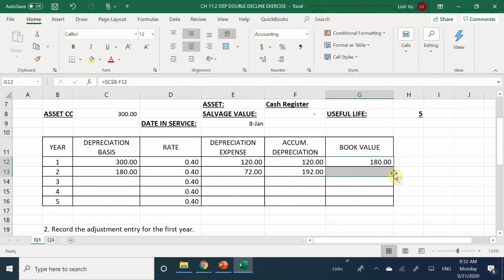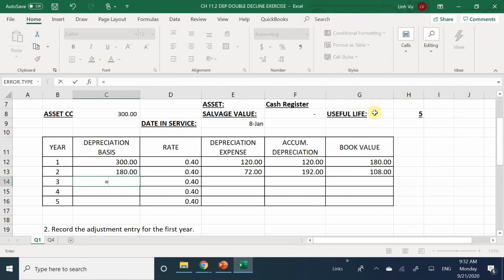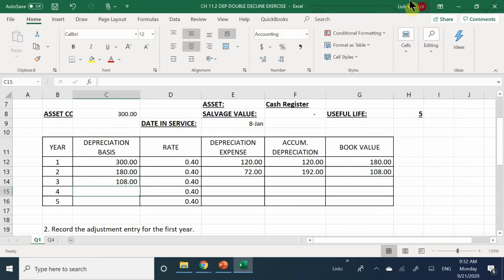What is my book value going to be for my second year? 108. Good. It's going to be the cost of the asset, which is 300. You subtract the 192 to get 108. So 108 is going to be my beginning of the year's book value.